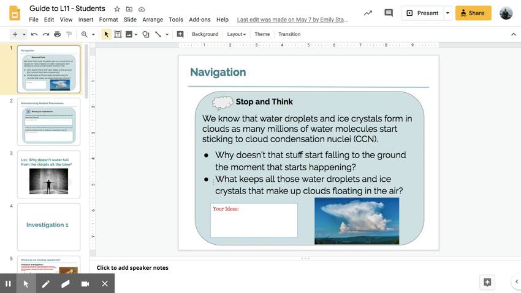All right, now this is lesson 11. You're going to stop and think about what you just learned in lesson 9, that we have water droplets sticking to CCNs, cloud condensation nuclei, but how come everything doesn't immediately start falling to the ground? There's gravity, it's pulling down on objects. What is keeping the cloud up in the air?